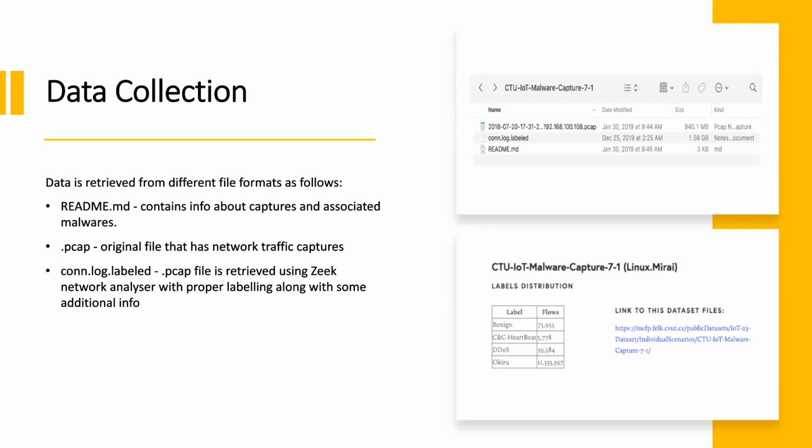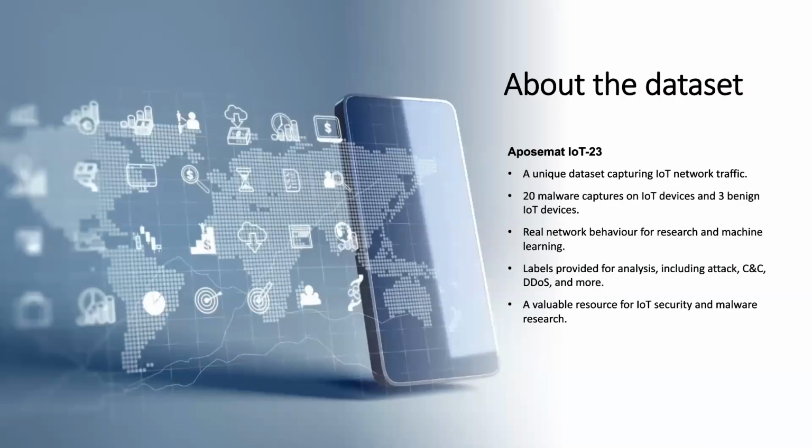Moving on to data collection, we encountered different kinds of file formats. One of them is the .pcap file, which had the network traffic captures, the original data set. And the label file consists of data sets with labels corresponding to those network traffic captures. To give a brief about the data set, it consists of 20 malware captures and 3 benign captures corresponding to the IoT devices. It also consists of different kinds of labels like C&C, DDoS, and many more, but our primary goal is to just focus on identifying DDoS.